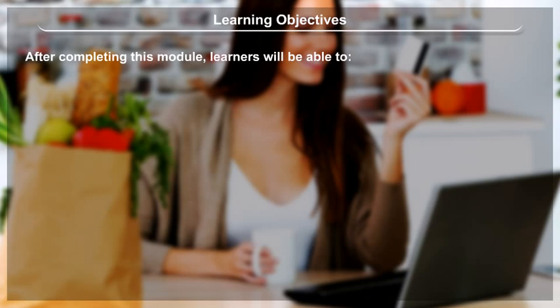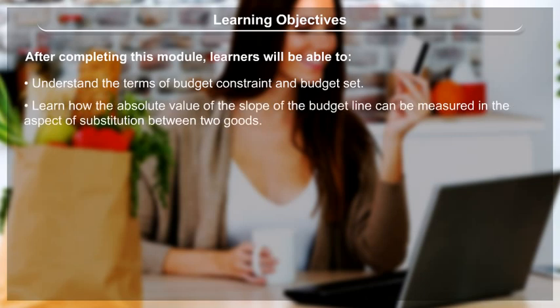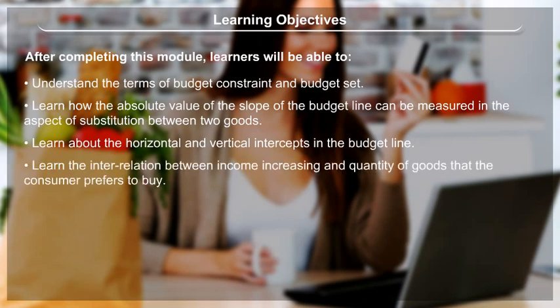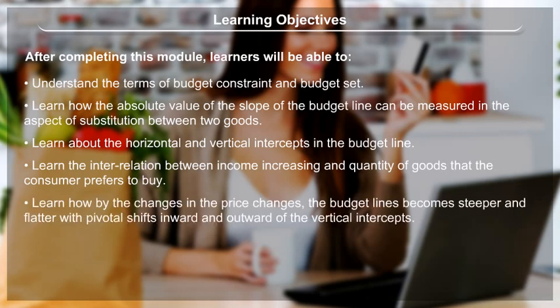Learning objectives. After completing this module, learners will be able to understand the terms budget constraint and budget set. Learn how the absolute value of the slope of the budget line can be measured in terms of substitution between two goods. Learn about the horizontal and vertical intercepts in the budget line. Learn the interrelation between increasing income and the quantity of goods that the consumer prefers to buy. Learn how, by changes in price, the budget lines become steeper and flatter, with pivotal shifts inward and outward of the vertical intercepts.